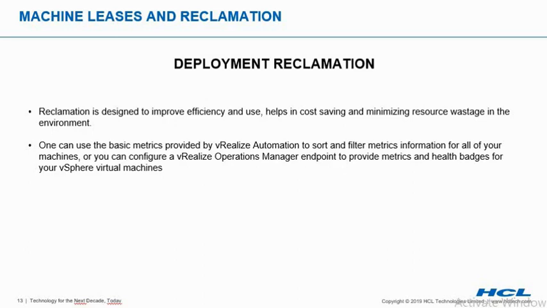One can use the basic metrics provided by vRealize Automation to sort and filter metrics information for all of your machines, or you can configure a vRealize Operations Manager endpoint to provide metrics and health badges for your vSphere virtual machine. To know more about how to configure a vRealize Operations Manager endpoint to provide metrics from vRA, stay tuned to Try as Autonomics Man. So in a nutshell, reclamation and machine leases go hand in hand, but not always. Okay, so here we got the concept of what reclamation really means, but how does it work?